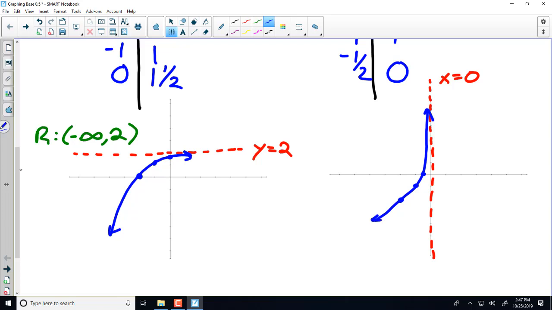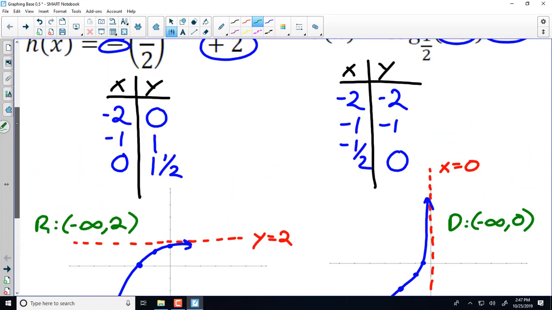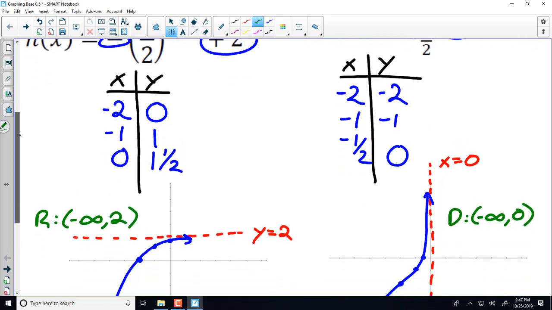Meaning the range hasn't changed. It's really hard to change that range of -infinity to infinity on a logarithm graph. But the domain has changed because now our domain goes from -infinity all the way up to 0. So there's our transformed exponential graph and our transformed logarithm graph.